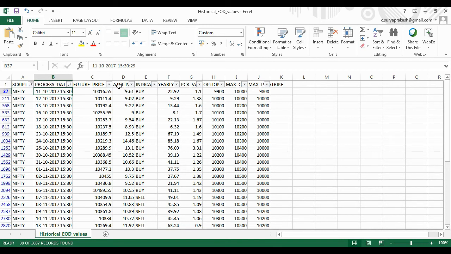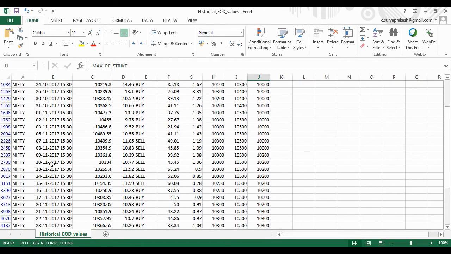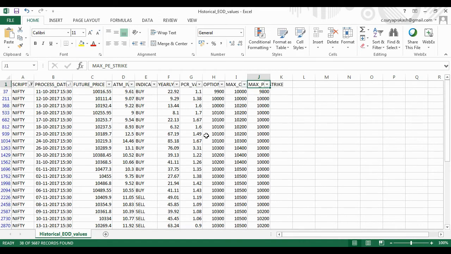It says what is the ATM volatility, what is the status of the indicator, what is the yearly percentile that we have for that particular IV, and what is the PCR value, this is more important, and what was the option pain at that particular instance, what is the max C strike and P strike. Let's check for the month of November. You can appreciate the option pain.